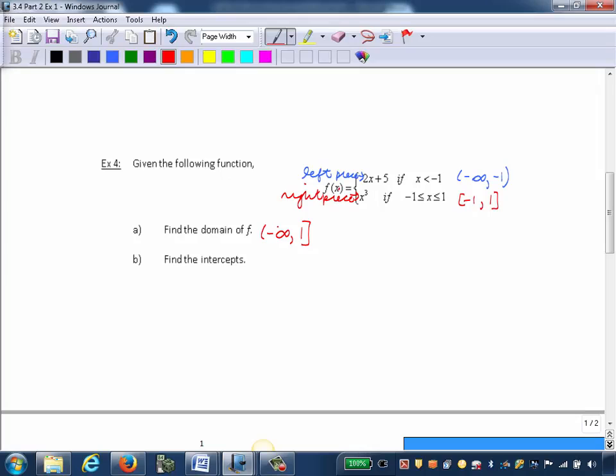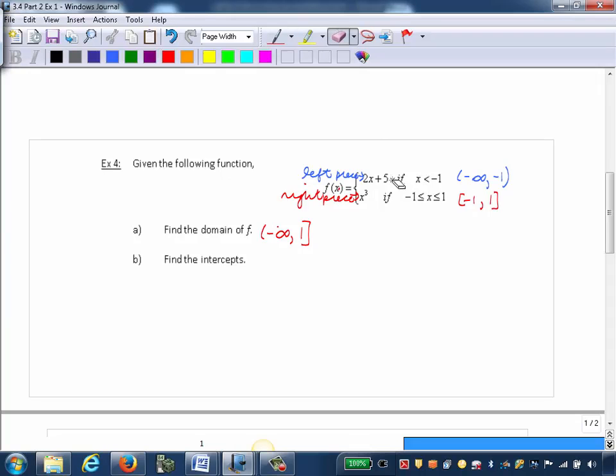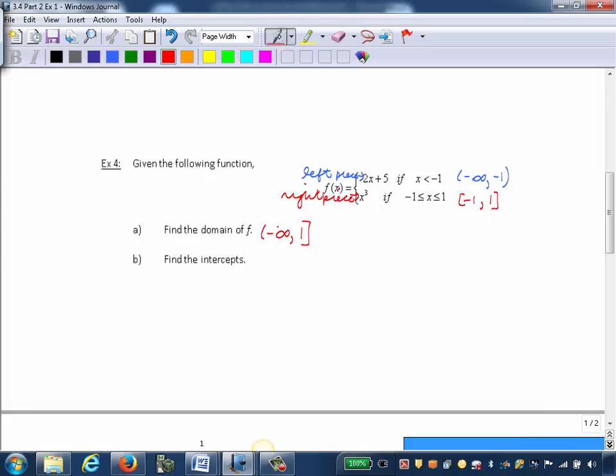Part B, find the intercepts. So we know to find x-intercepts of a function, we want to substitute in a y value of 0. In a piecewise defined function, in this case specifically, we have two pieces. It's possible that each piece could intersect the x-axis. So we have to check each piece for their own separate x-intercepts. So I'll got my x-intercepts here.